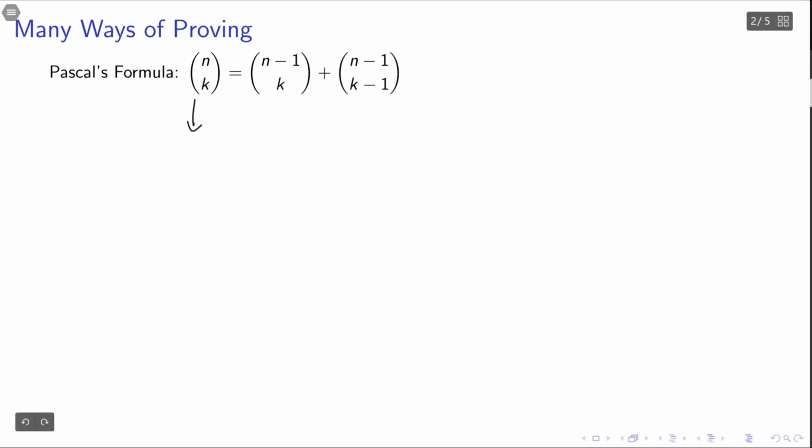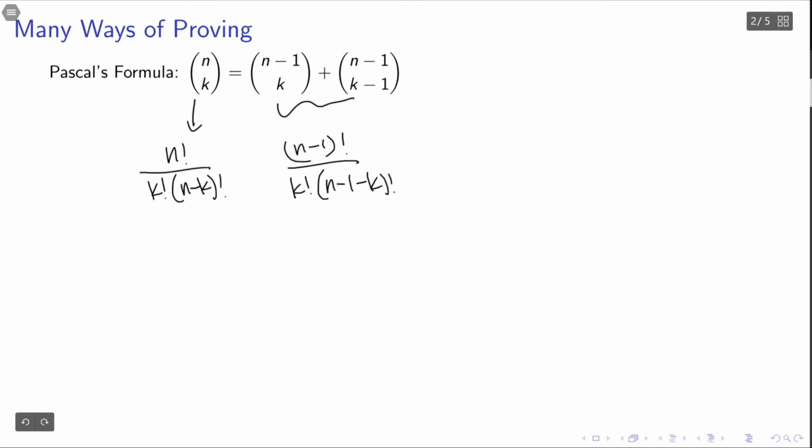Right? N choose k is simply n factorial over k factorial times n minus k factorial. And on the right side, we have n minus 1 factorial over k factorial times n minus 1 minus k factorial, plus n minus 1 factorial over n minus k factorial times k minus 1 factorial. So to prove this using algebra, one just has to manipulate the right-hand side and show that you get the left side as a result.